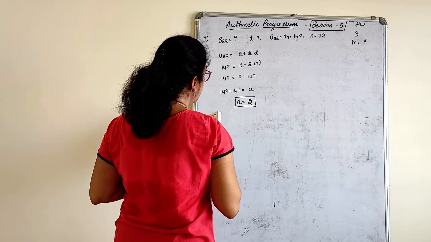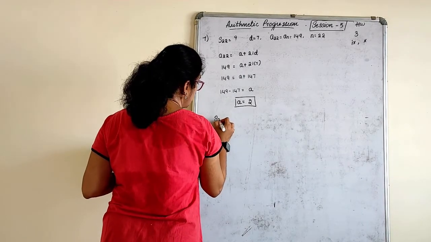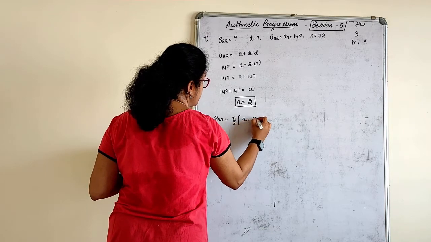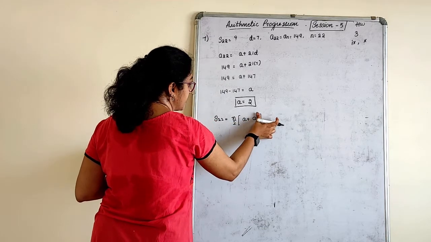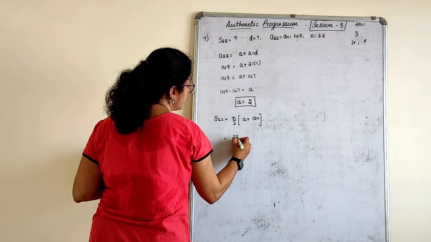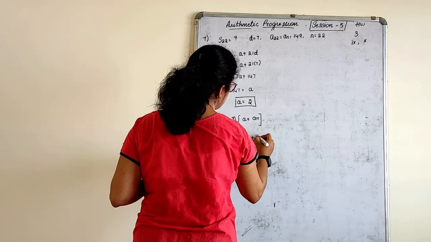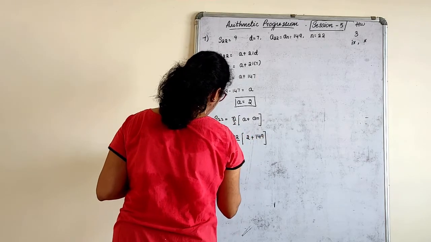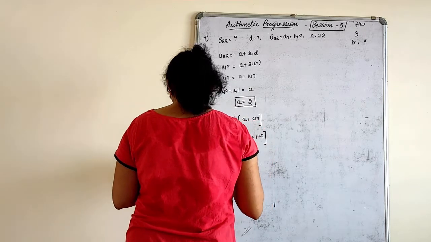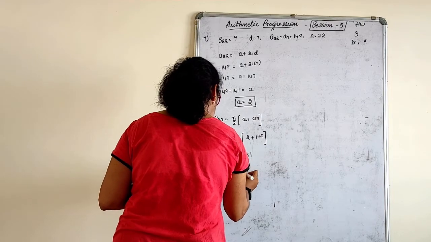Now you know A is 2, and with the help of it we can find S22. S22 is equal to n by 2, A plus An, where An is nothing but A22. n is 22 divided by 2, 2 plus the last term 149. 11 into 151. S22 is equal to 1661.